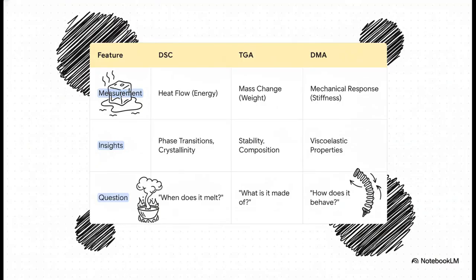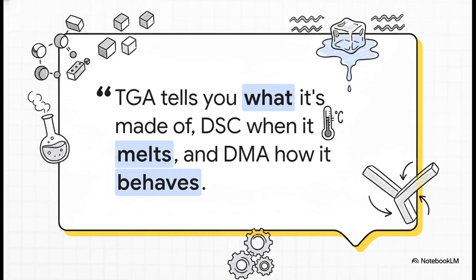If you're asking about energy, like when does this stuff melt or get soft, you want a DSC. If your question is about its makeup, what's in this, and when does it burn up, you grab the TGA. And if you need to know about how it performs, how does its stiffness change when it gets hot, then DMA is your tool. You know, if you remember just one thing, make it this. TGA tells you what it is, DSC tells you when it melts, and DMA tells you how it behaves.